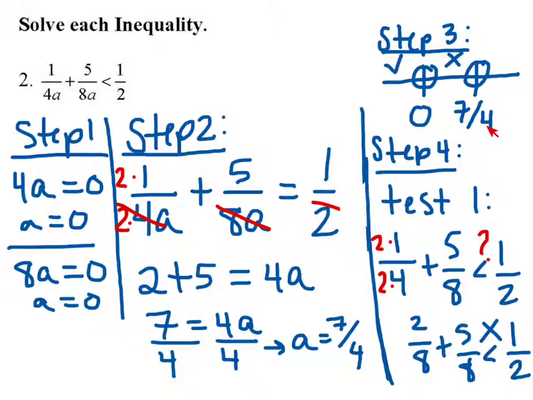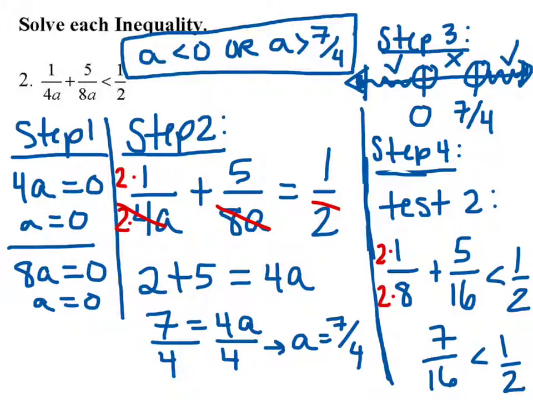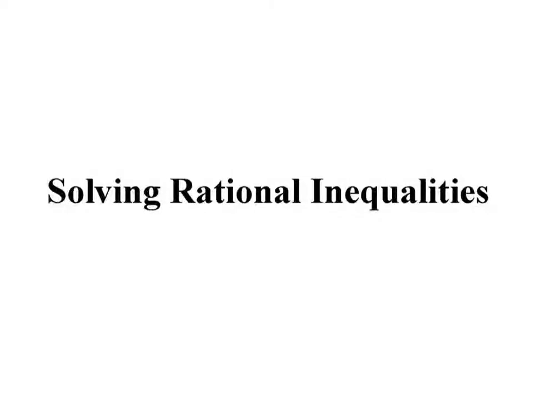Let's test something greater than 7/4. Say 2. So when we plug in a 2, we end up with 7/16 on the left side of our inequality, which is less than 1/2. Therefore, all of the values to the right of 7/4 will satisfy my inequality. Therefore, the values to the left of 0 and the values to the right of 7/4 will satisfy our inequality. Therefore, this is our solution set. This now concludes our introduction to solving rational inequalities.